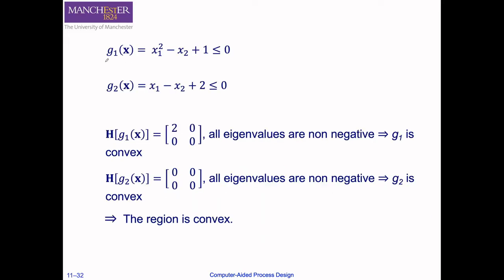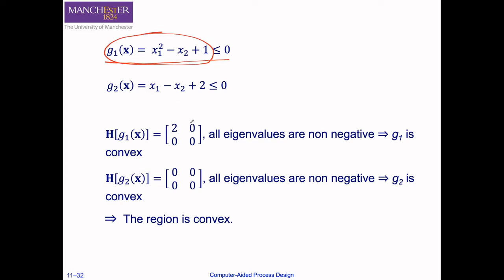Now, let's use that theorem to determine if this region is convex or not. After rearrangement of the first inequality constraint, both inequality constraints are in the form of g_i(x) is less than or equal to 0. Based on the first option of that theorem, we need to determine convexity of the function constraints g1(x) and g2(x). We first need to determine if the constraint function g1(x) is convex or not.